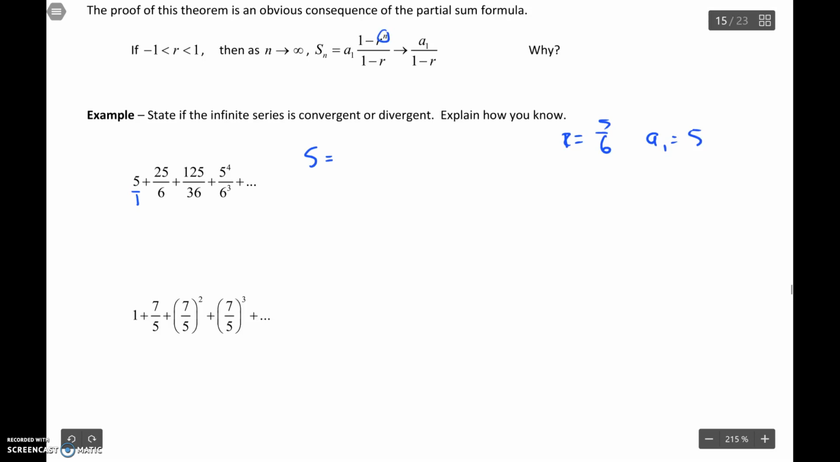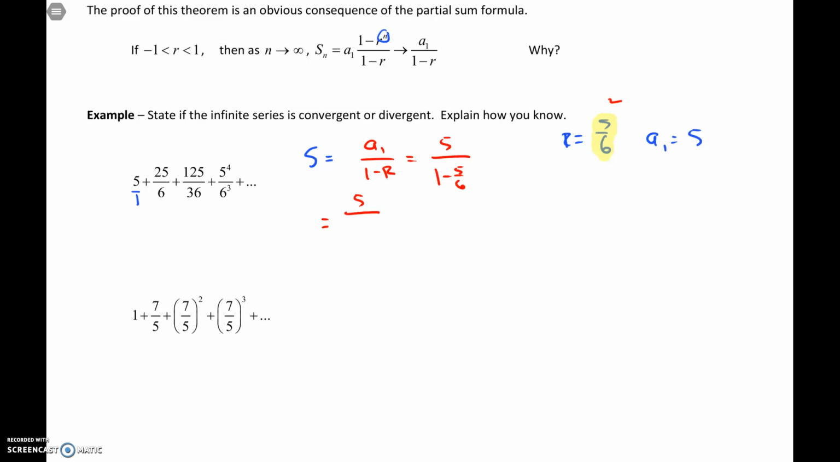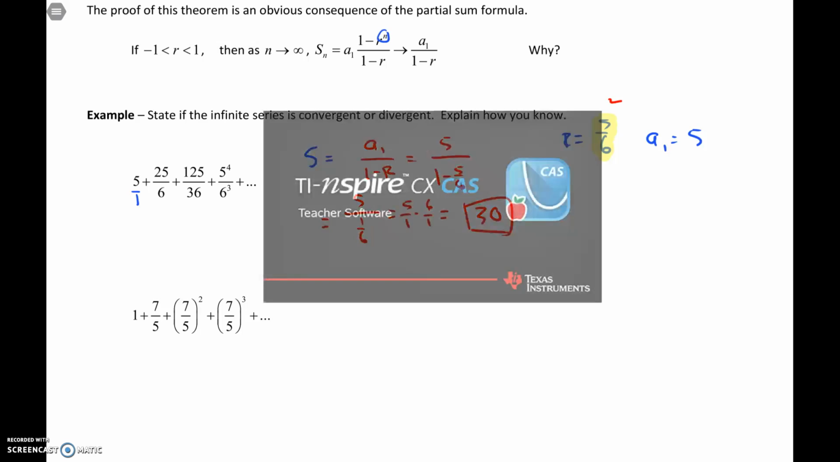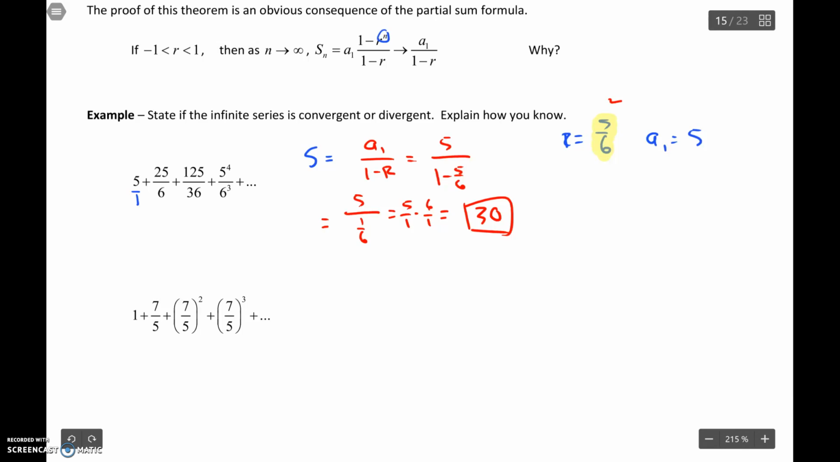My infinite sum is going to be equal to, first, double check to make sure your R value is between -1 and +1. It is. All right. So the formula is a sub 1 over 1 minus R. 5 over 1 minus 5/6. That is 5 over 1/6, since 6/6 minus 5/6 is 1/6. 5 over 1 multiplied by the reciprocal. So this is going to sum to 30. I'm going to show you that our calculator can actually verify that, maybe.